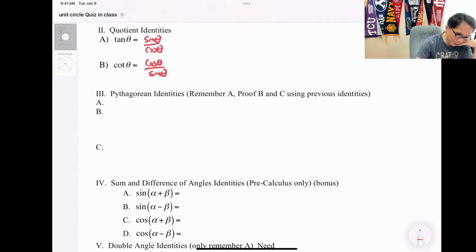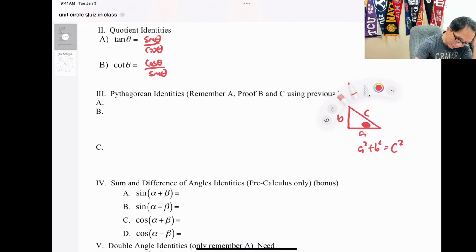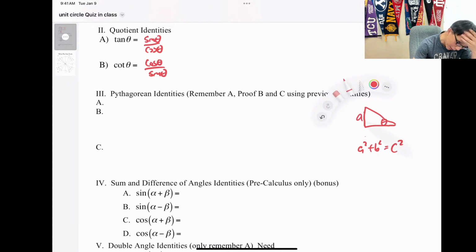Pythagorean identity. I'm gonna start with geometry. Geometry is gonna have this triangle with sides A, B, C. So it'll be A squared plus B squared equal to C squared. Now this is not pre-calc stuff, this is algebra stuff. So I have a theta here. I have an A, I have a B, I have a C, right? A squared plus B squared equal to C squared.